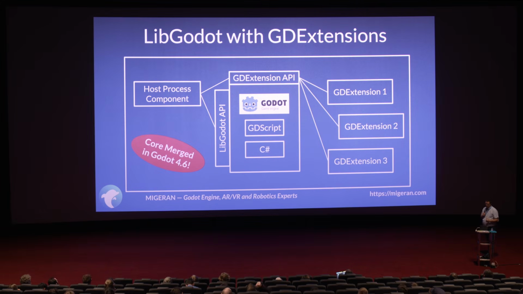So with LibGodot, it's possible to control Godot itself, the Godot library, using the GDExtension API after we have loaded it into the host process. And the LibGodot interface, in addition to the GDExtension API, is just two functions, one to initialize and one to stop Godot.